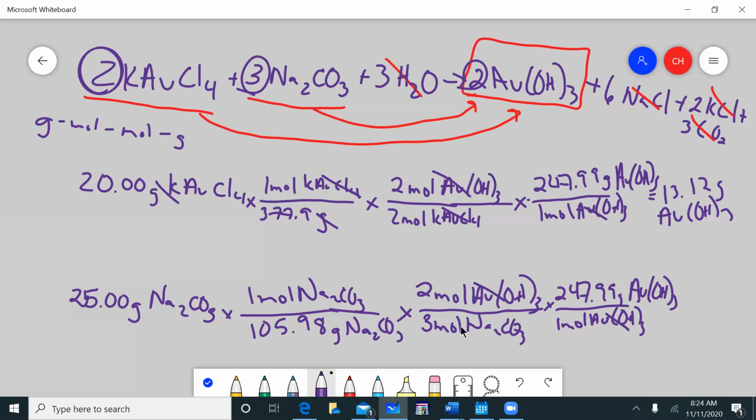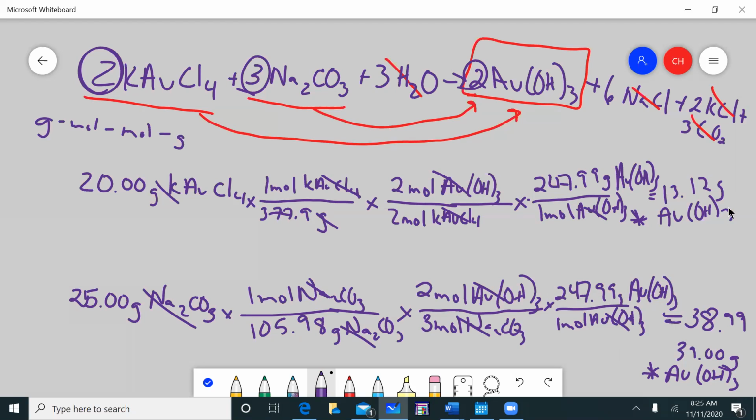Moles of the product are out, moles of the reactant are out, and grams of the reactant are out. So we multiply everything across the top and divide by anything that's in the bottom component. And this tells us that we have 38.99. You may have gotten 40, sorry, not 40. That's where I can round. 39.00 grams of AuOH3.